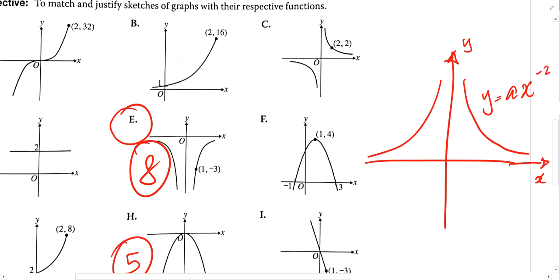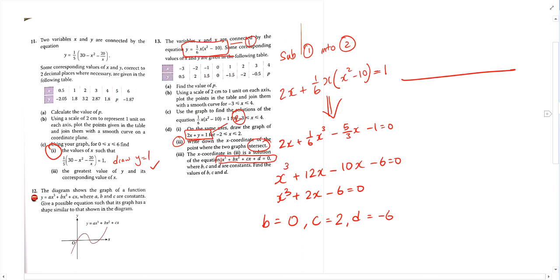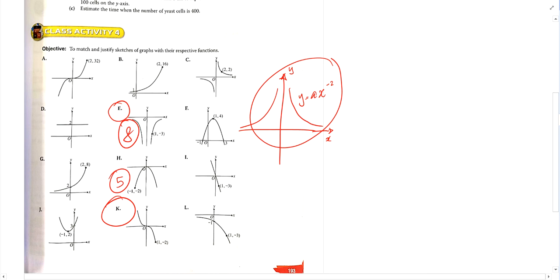Okay, what is the relationship between what I have over here and part E? Okay, what I just drew and part E. What is the similarity that you can see? How are they related? Symmetrical about the x-axis. So it's a mirror image, right? All the y values became negative. So that means for part E, it will have an equation like this: y equals negative ax to the power of negative 2.